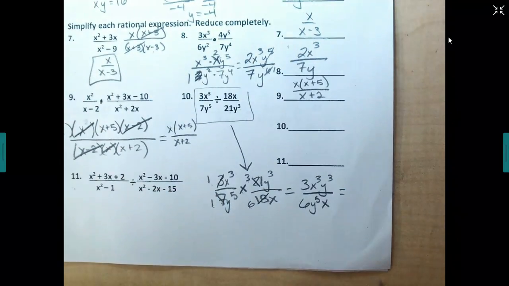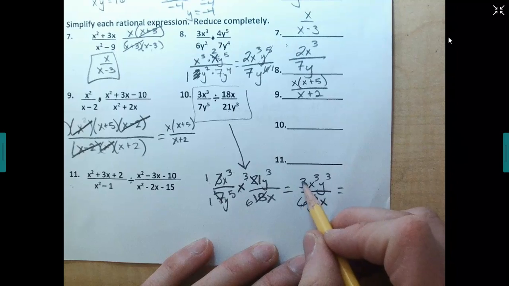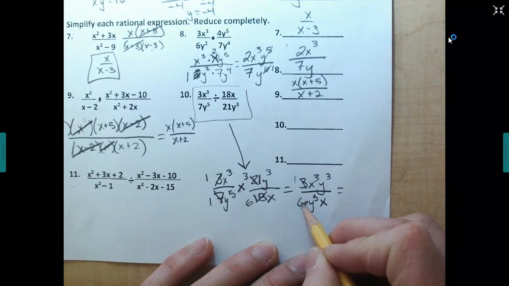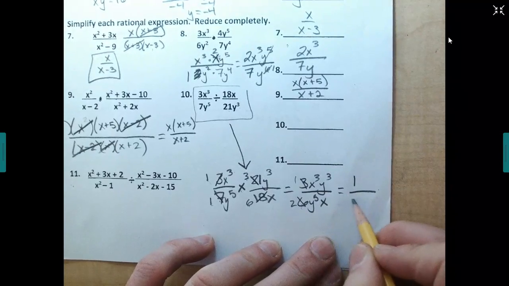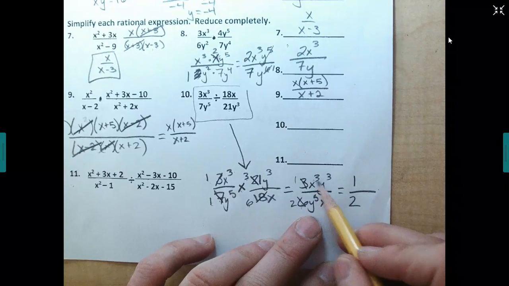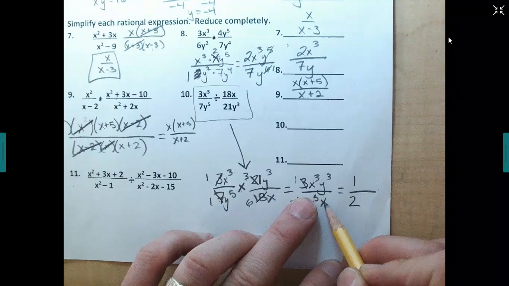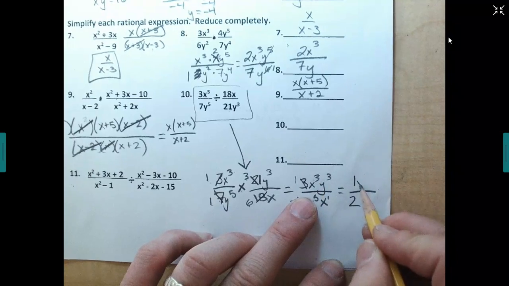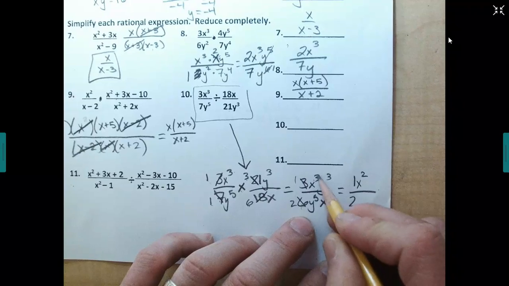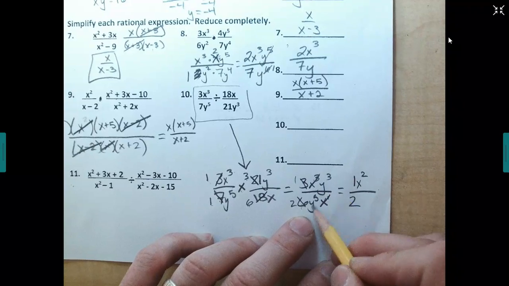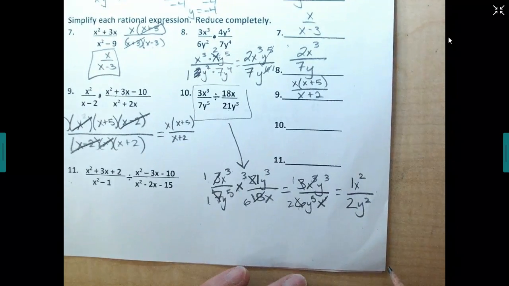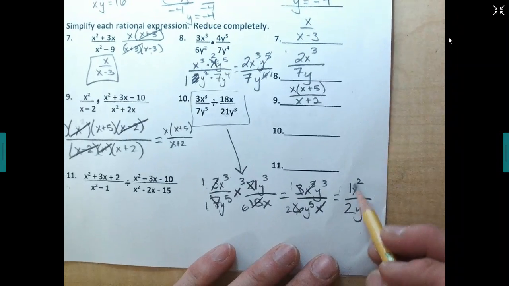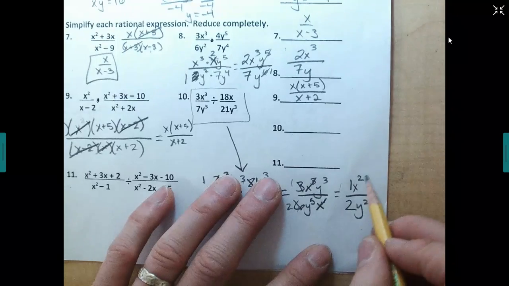So can I simplify that? Sure enough, both of these are divisible by 3. 3 divided by 3 is 1. 6 divided by 3 is 2. So I have 1 half x to the third and x. So there's 1 x and 3 x's, so I have x squared. 3 y's and 5 y's, so I have y squared. x squared over 2y squared.